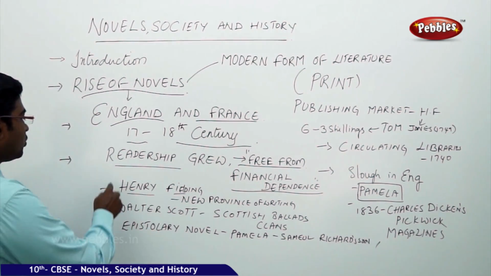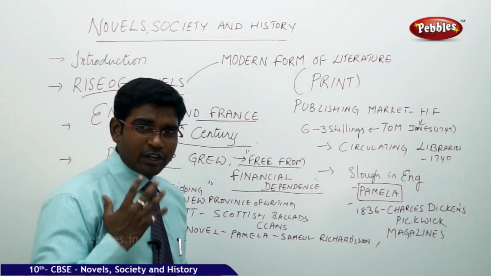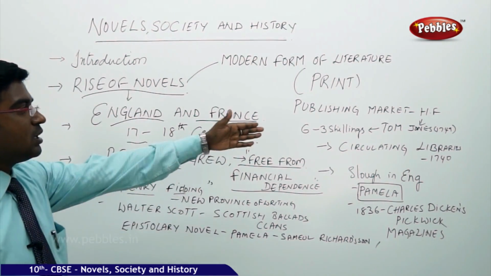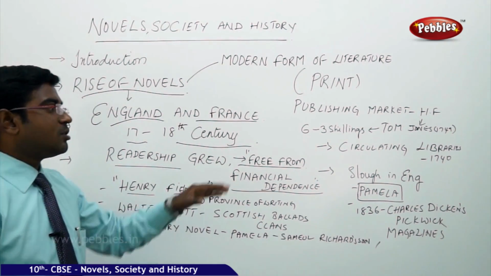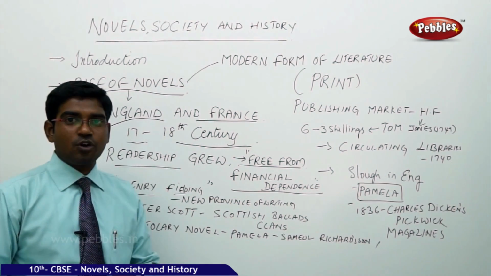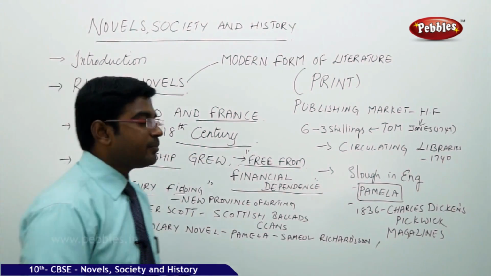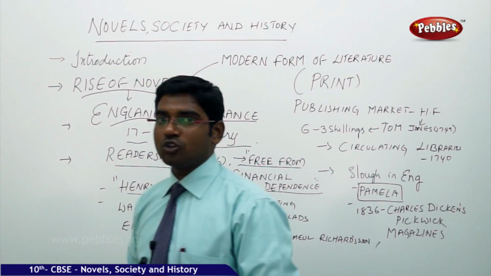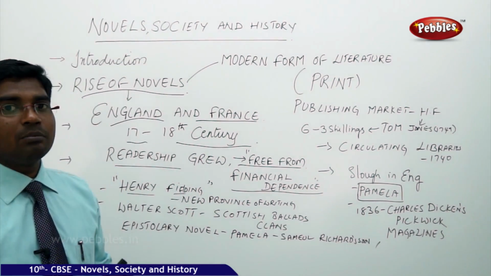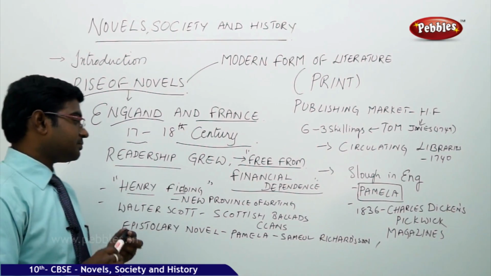The first writer who created history was Henry Fielding, who wrote in a new genre a book called Tom Jones. This Tom Jones book was released in 1749. It was released in 6 volumes. For each volume, he received a payment of nearly 3 shillings. That was not high by modern standards, but it was a good amount in those times.